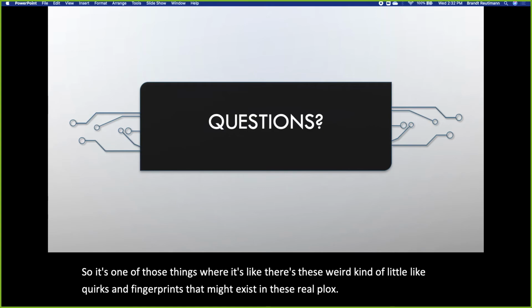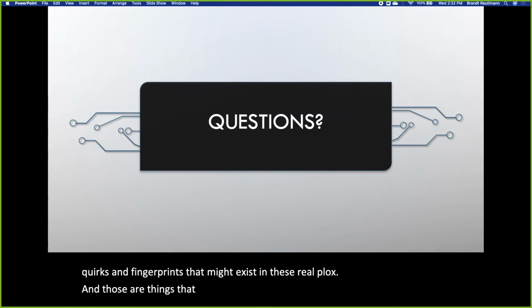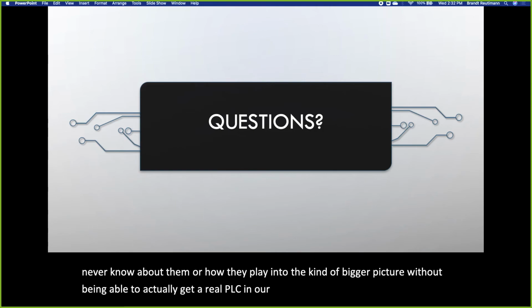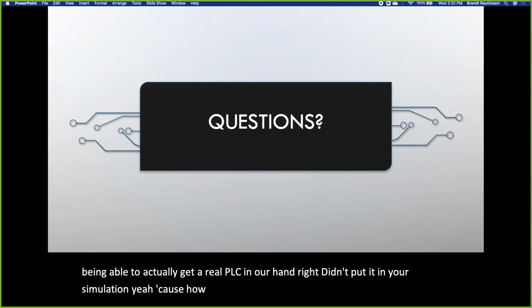And those are things that an attacker could take advantage of, and we might never know about them or how they play into the bigger picture without being able to get a real PLC in our hands. Right? Yeah, because you certainly didn't put it in your simulation. Yeah, because how would we know to simulate a thing like that?